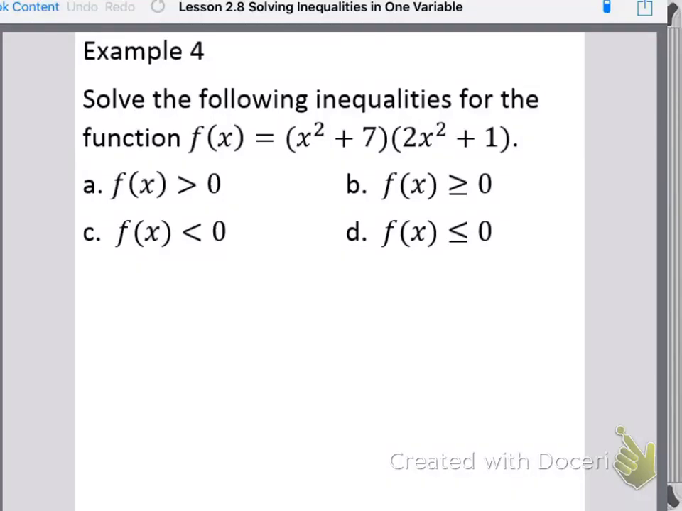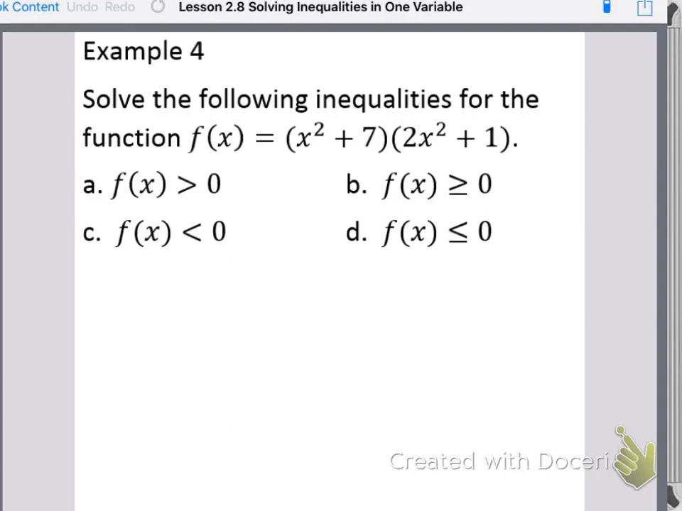All right, guys, so 2.8 part 2. We're going to start off by solving this inequality here. Actually, four different inequalities, I suppose. But this is actually really simple. So they want to know what values of x make the function greater than 0.